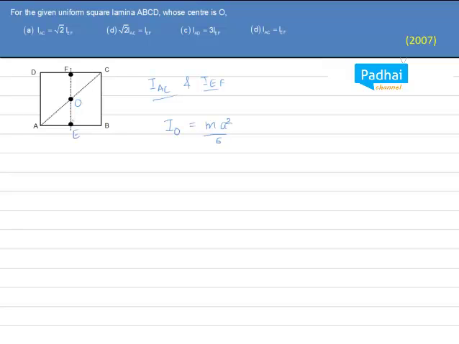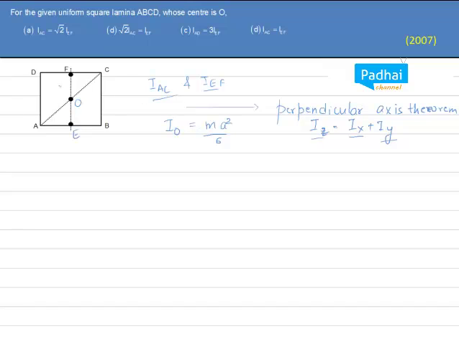Now these two axes are in the plane. For planar bodies, we can make use of the perpendicular axis theorem. We know that the perpendicular axis theorem is applicable for planar bodies only, where we can say I_Z will be equal to I_X plus I_Y, where the planar body should be in the XY plane. So that means I_Z will be equal to I_X plus I_Y. Now these two are in plane, basically the planar body is in the XY plane.